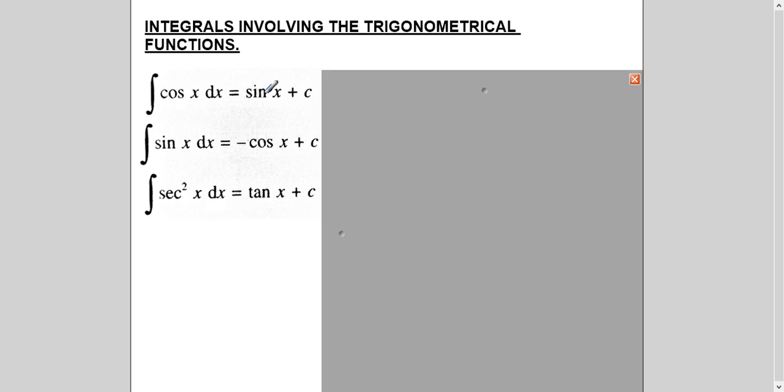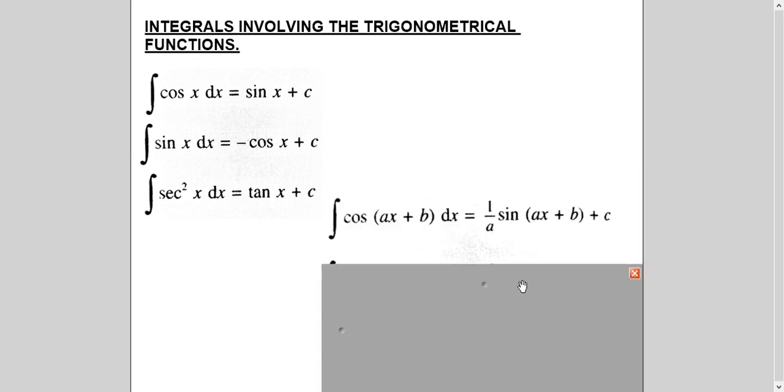Like in differentiation, the derivative of sin x is cos x, the derivative of cos x is minus sin x, and the derivative of tan x is sec square x. So this is the simple form. Now what if it is given in this form? Because this is also part of your syllabus, it is mentioned over there. So how do you integrate it?